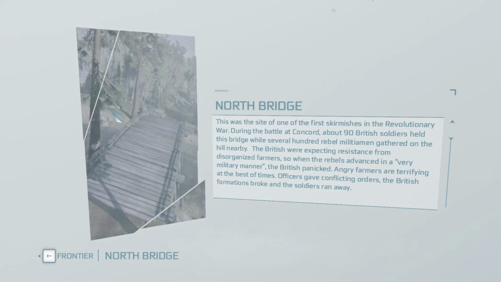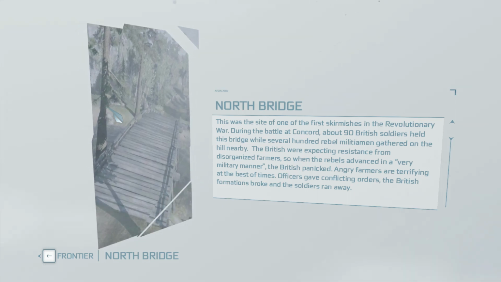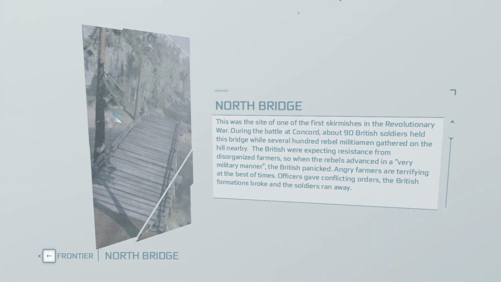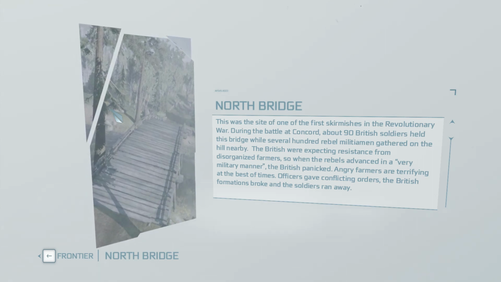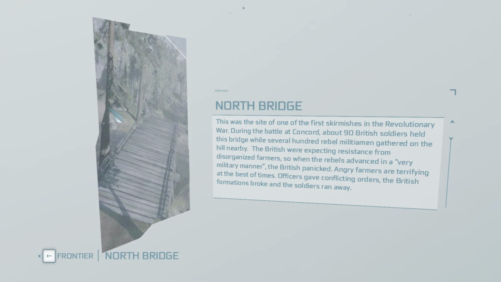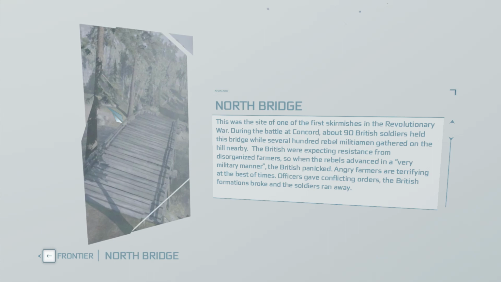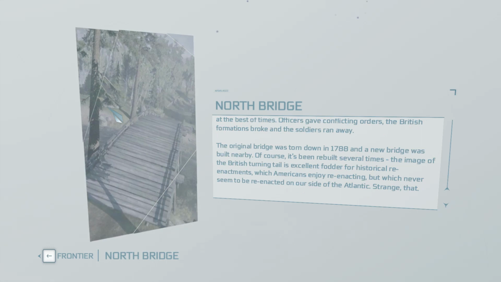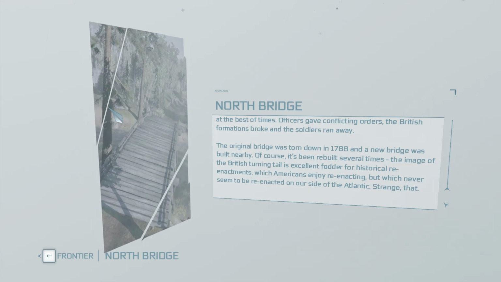During the battle at Concord, about 90 British soldiers held this bridge, while several hundred rebel militiamen gathered on the hill nearby. The British were expecting resistance from disorganized farmers, so when the rebels advanced in a very military manner, the British panicked. Angry farmers are terrifying at the best of times. Officers gave conflicting orders. The British formations broke, and the soldiers ran away.